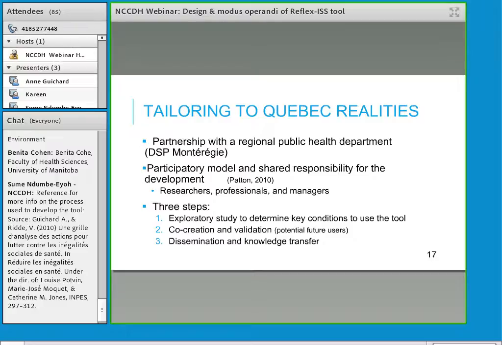The process included 3 steps: an exploratory study to determine the key conditions under which the tool should be used, the co-creation and validation of the tool with the potential end users, and the development of useful resources for dissemination and knowledge transfer purposes.